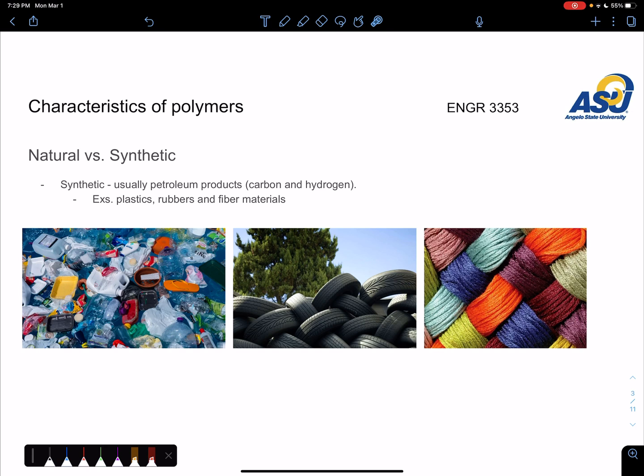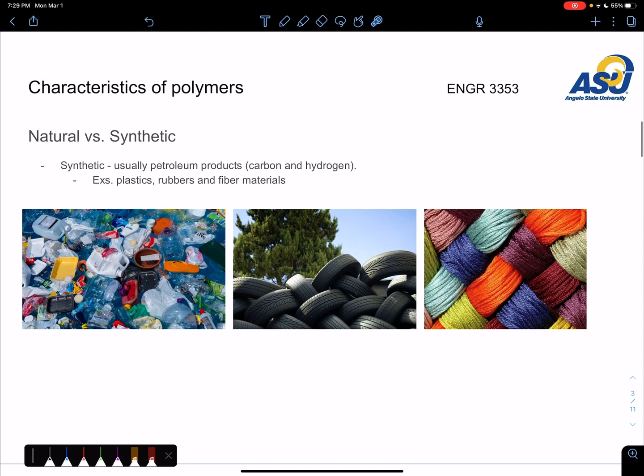But for most plastics and rubbers, they are petroleum based with some new bioplastics being developed. But like I said, a majority of them are still petroleum based. And those, of course, are derived from petroleum being mostly carbon and hydrogen.